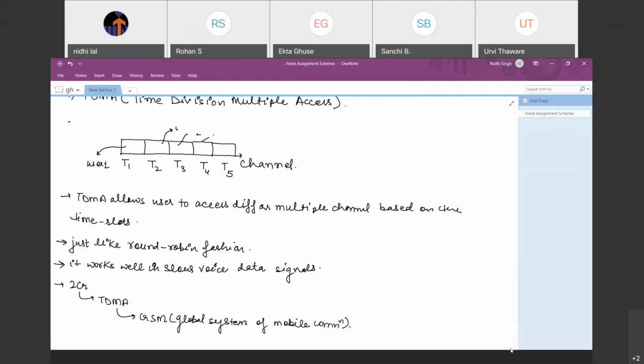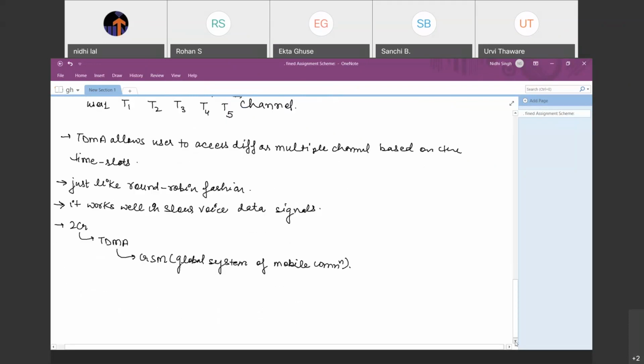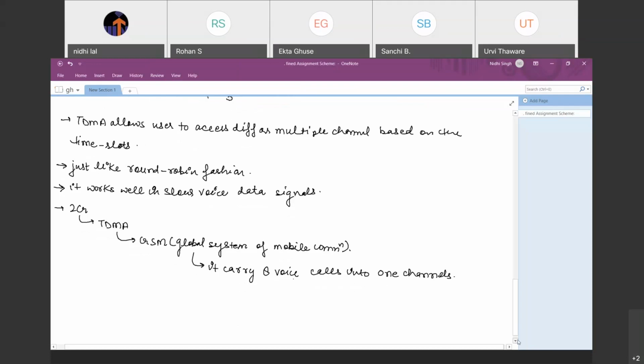So it is nothing but 2G, in which, because there were not so many users of 2G, it carries 8 voice calls in one channel. That's why the performance of 2G was very, very bad. Due to this division of the TDMA technique, it carries only 8 voice calls in one channel. The division is not in the proper format, so the calling capability gets very, very low.